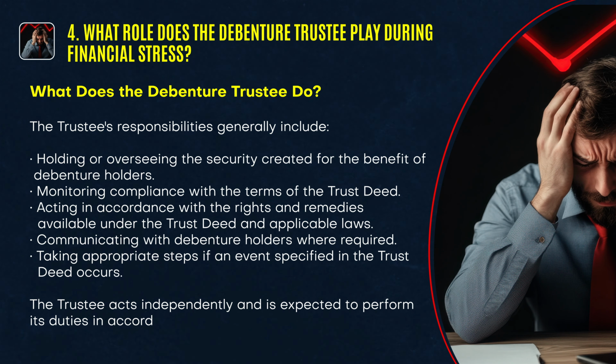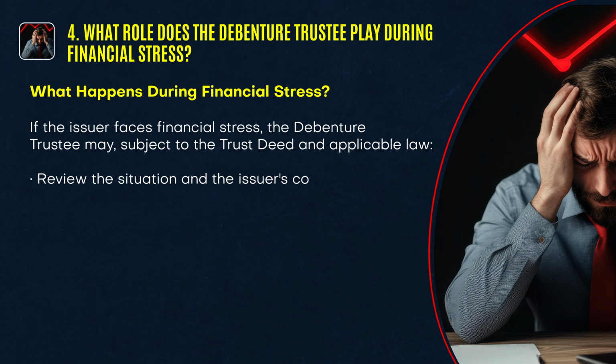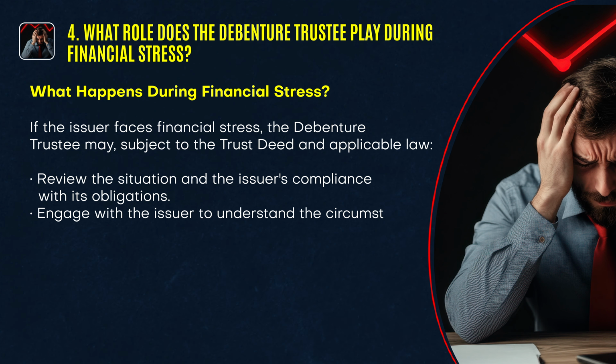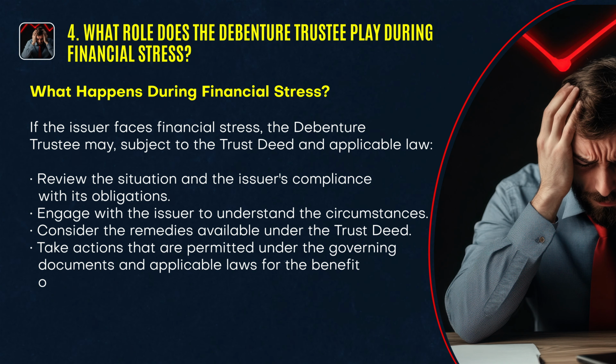What happens during financial stress? If the issuer faces financial stress, the debenture trustee may, subject to the trust deed and applicable law, review the situation and the issuer's compliance with its obligations. Engage with the issuer to understand the circumstances. Consider the remedies available under the trust deed. Take actions that are permitted under the governing documents and applicable laws for the benefit of the debenture holders.